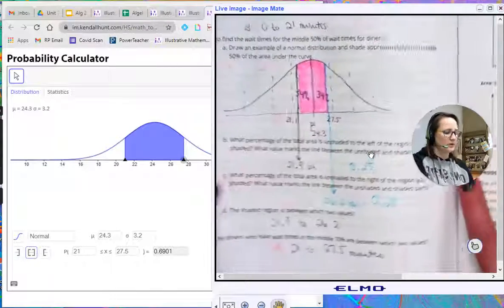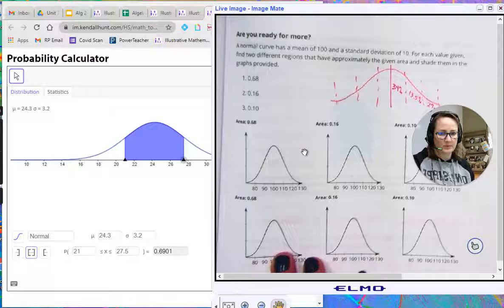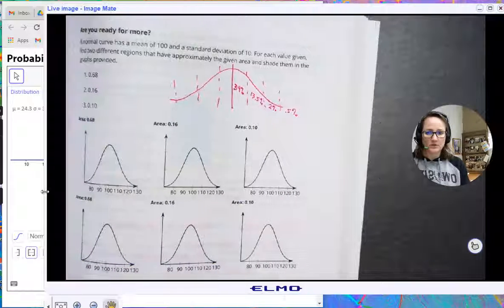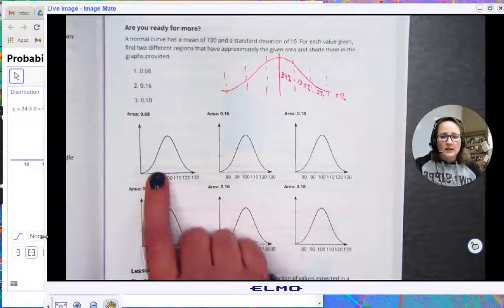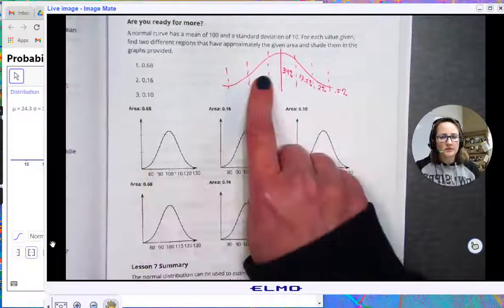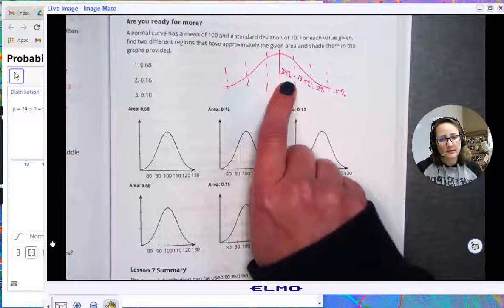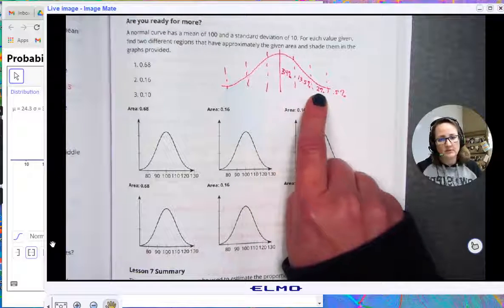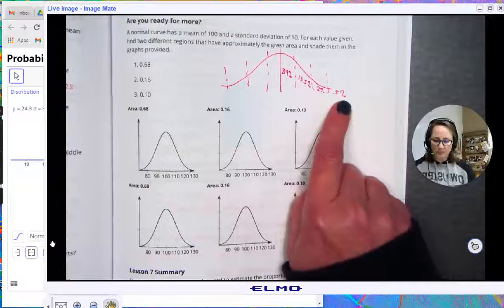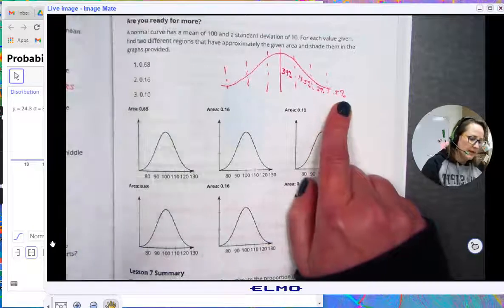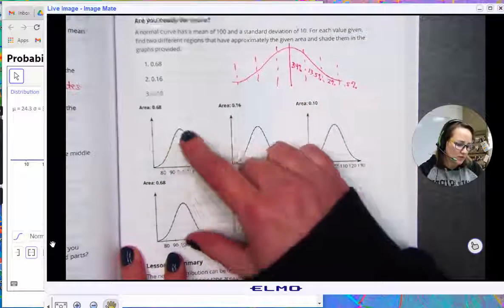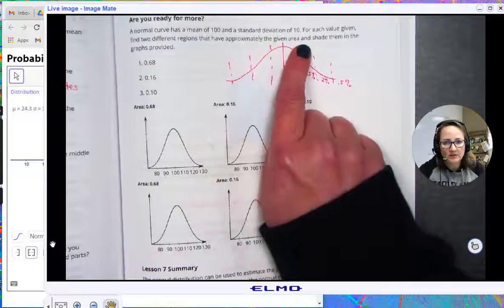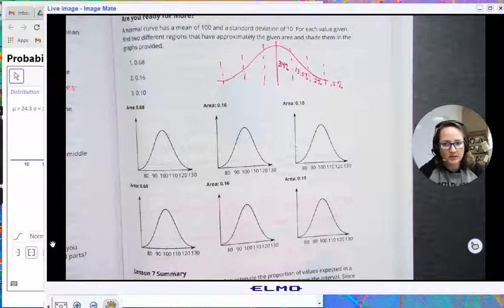Now I just want to do a real quick look at the Are You Ready for More portion. I'm going to go through this pretty fast, and I'll make my screen bigger so you can see more of what's going on here. It just gives us some normal curves, and I rewrote what our empirical rule told us: 34% in the first standard deviation, 13.5%, about 2%, and about 0.5% outside. And it asks us to draw two different regions that have approximately the given area and shade them in on the grass provided.